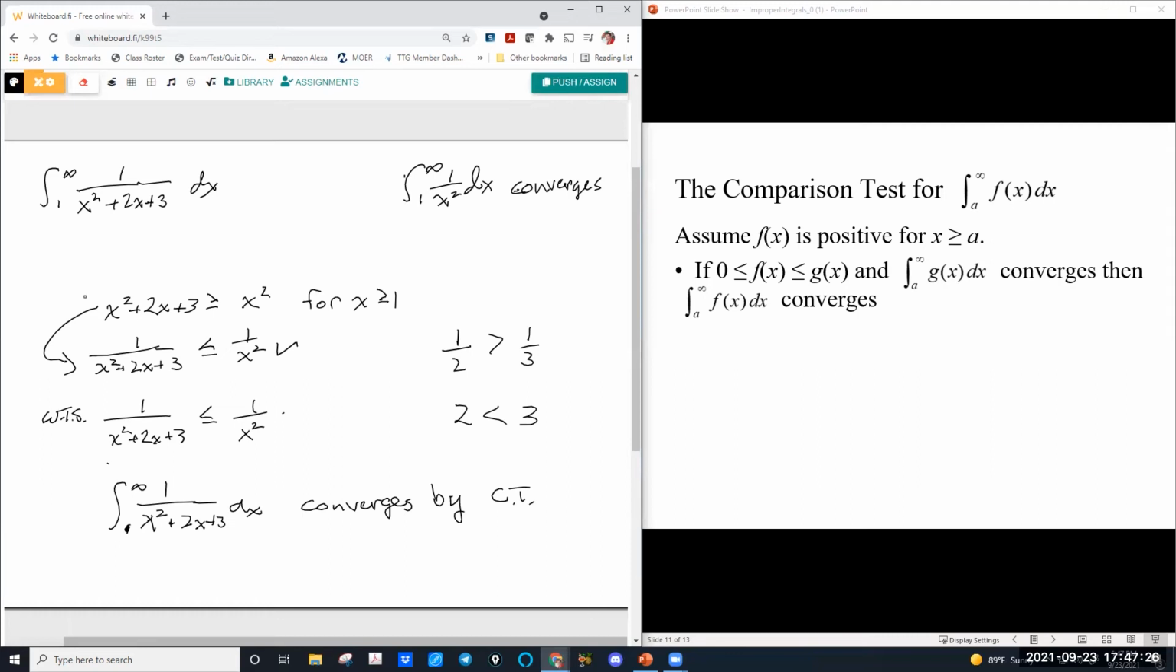And I know that by taking the reciprocal of both sides, I'm going to get the integrals. Well, this is always true. Whenever you take the reciprocal of both sides of an inequality, it will flip the inequality. So by taking the reciprocal of x squared plus 2x plus 3 and the reciprocal of x squared, that automatically inverts the inequality. And it will always work.